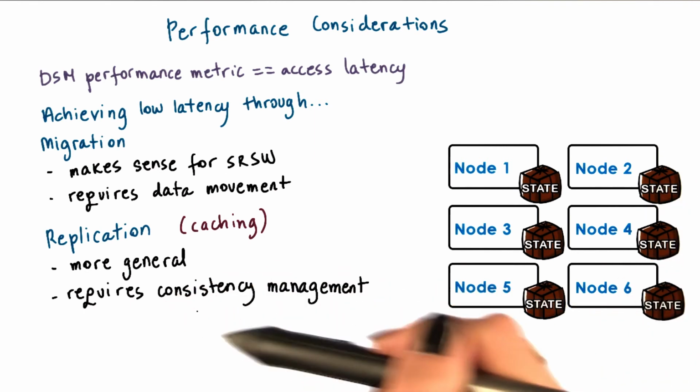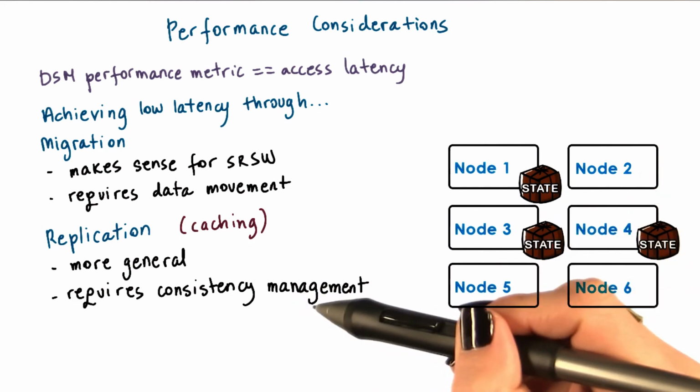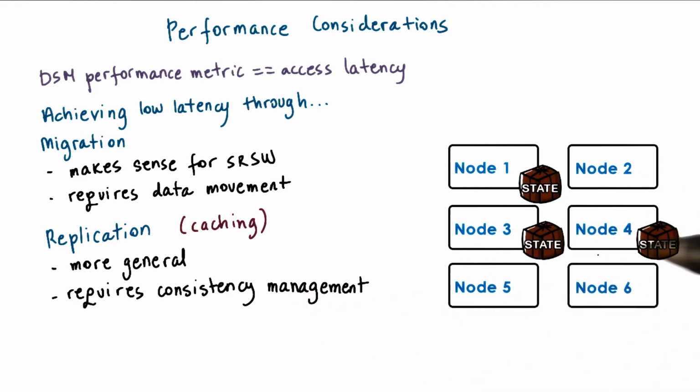This is some overhead. One way to control the overhead is to perhaps limit the number of replicas, the number of copies that can exist in the system at any given point of time, since the consistency management has overhead that's proportional with the number of copies that need to be maintained consistent.